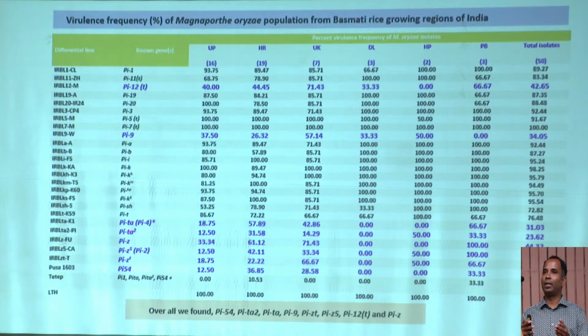For example, this is the resistant check, the positive check. In Uttar Pradesh, all the 16 isolates were tested here. The line is resistant to all of them; their virulence is 0. Similarly, we tested all the 50 isolates on monogenic lines, and we found that for Basmati lines these genes are very much effective: PA50, beta2, beta, and so on.